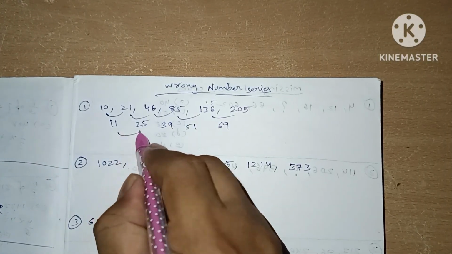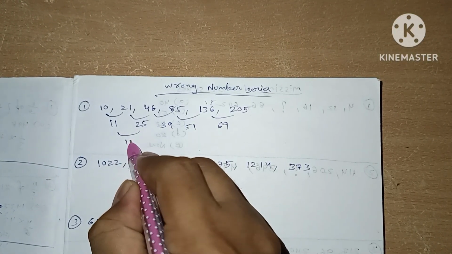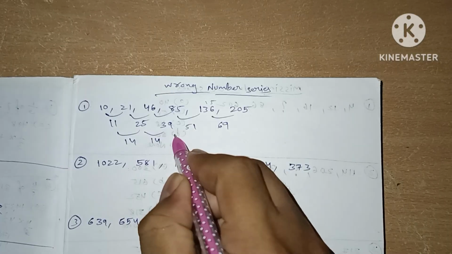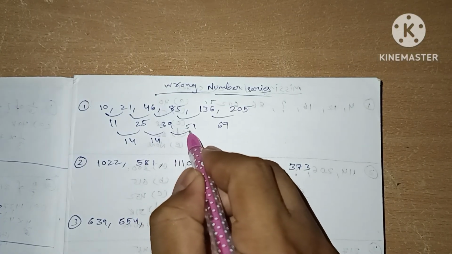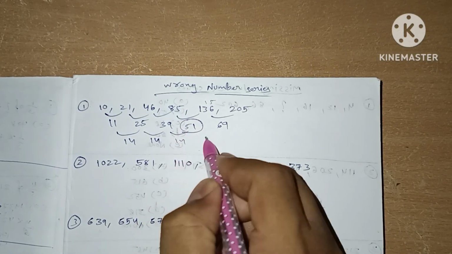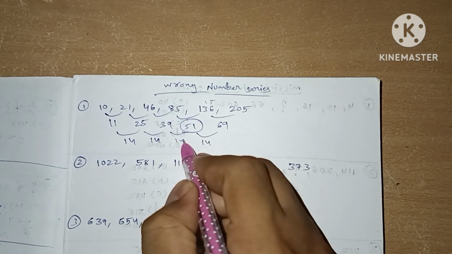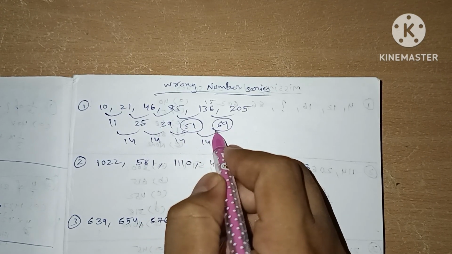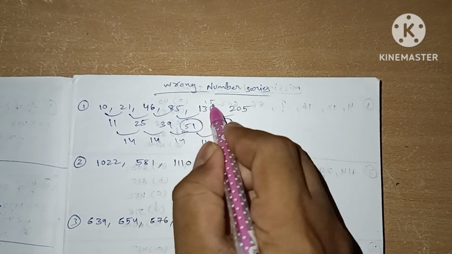Let's see double difference. Here the double difference is 14. Here the double difference is 14. Here the double difference is not the same, so it must be 14, and here also must be 14. So these two are wrong. These two wrong means this is our wrong number.